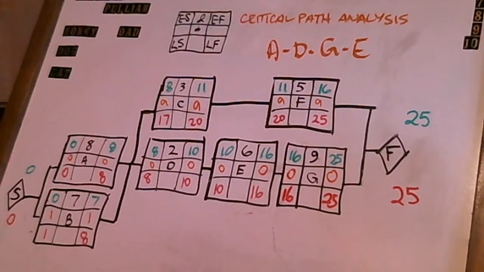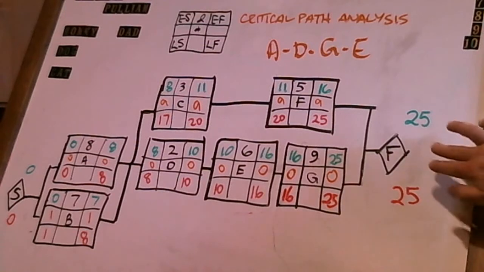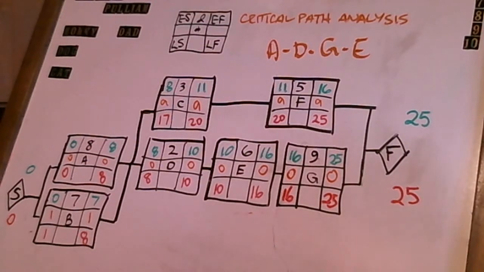Now, you may ask the question, is there such a thing as negative float? And in fact, there is such a thing as negative float. Negative float tells you that you're going to be behind schedule. Negative float tells you that this duration of 25 is most likely not going to be met, but that this duration of 25, if you have negative float, shall be extended.